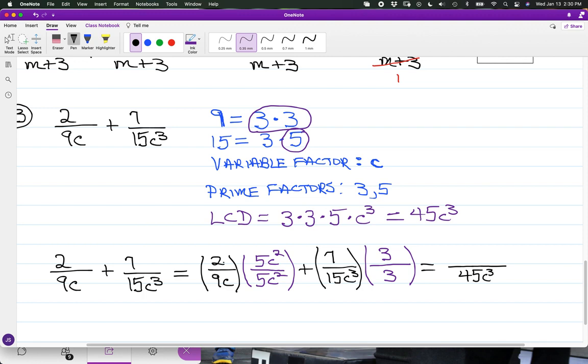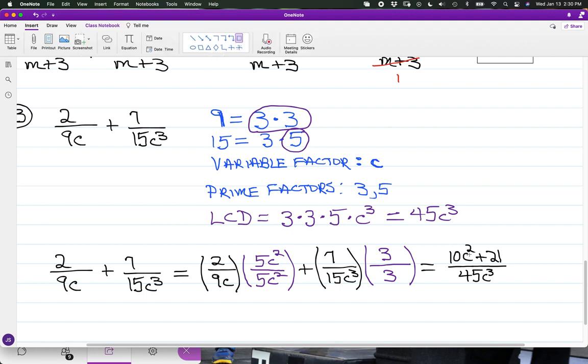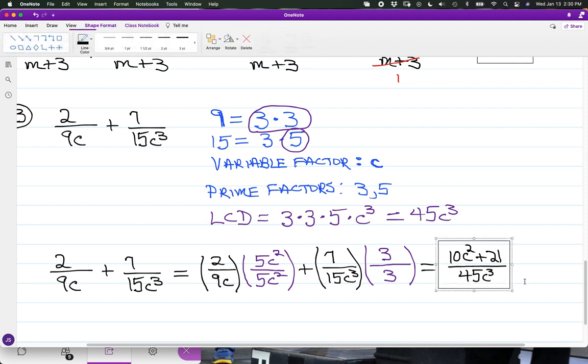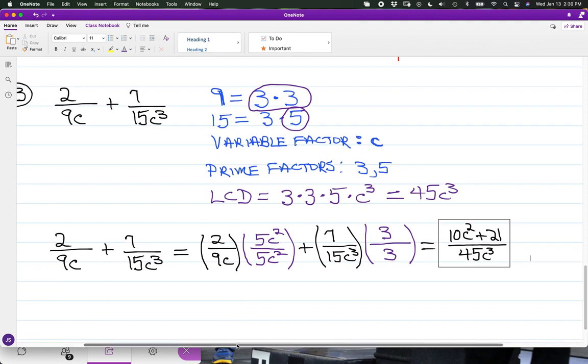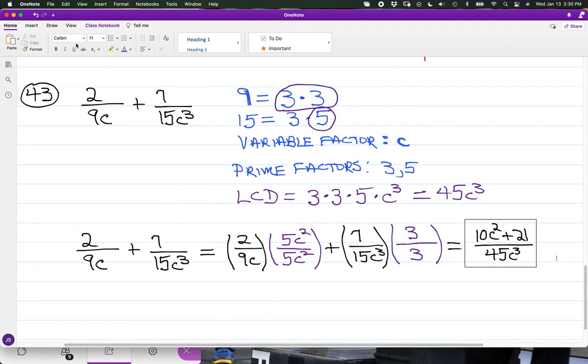And for the final result, we have 2 times 5c squared, so this will be 10c squared, plus 7 times 3, which will be 21. So for that result, again, we have 10c squared plus 21 all over 45 times c to the third. All right, now looking at what we have with 48.